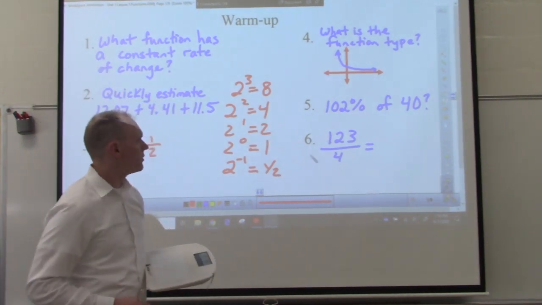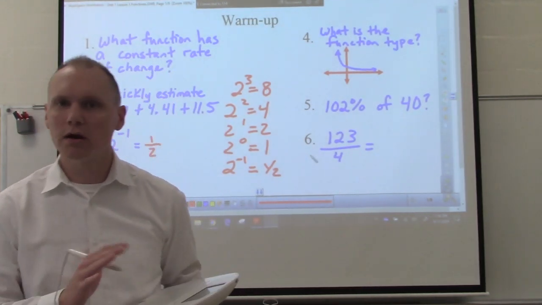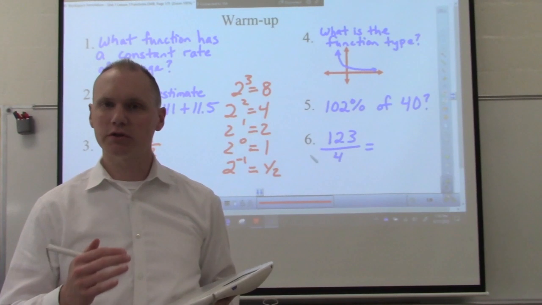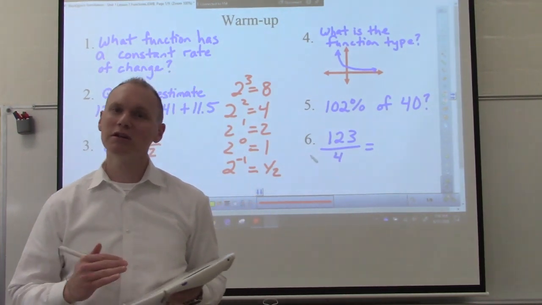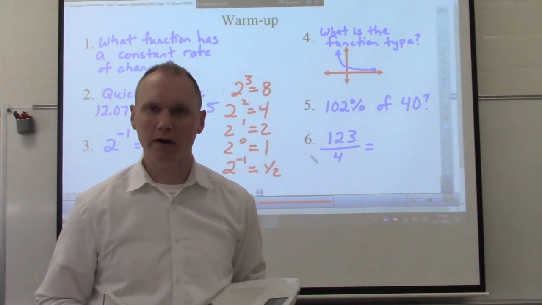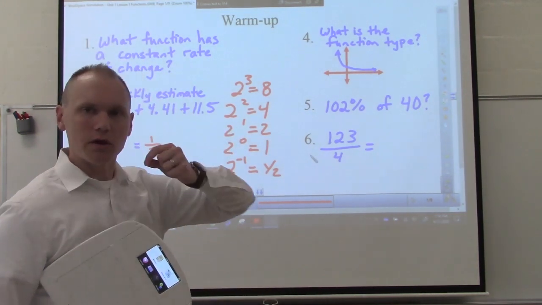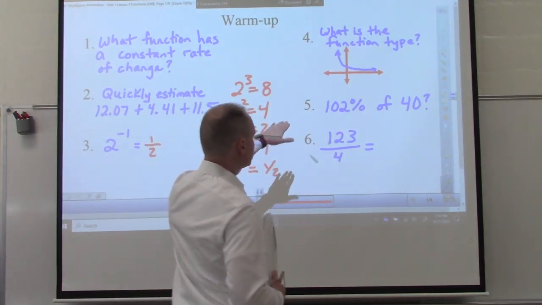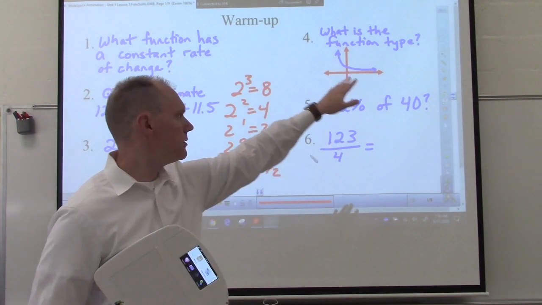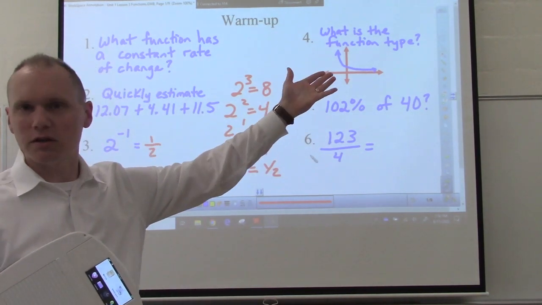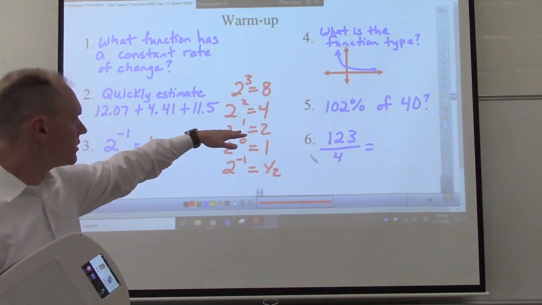All right, number 5, 102% of 40. So real quick, 102%. Well, 100% is the value itself, right? So 102% should be just a little bit more than the value itself. So let's think about this here. Remember, a couple ways we can do this, but one way is to take the 2 numbers involved. So really, 102, and then the 40 we can think of just as 4. So if there's any trailing zeros, you can remove those.